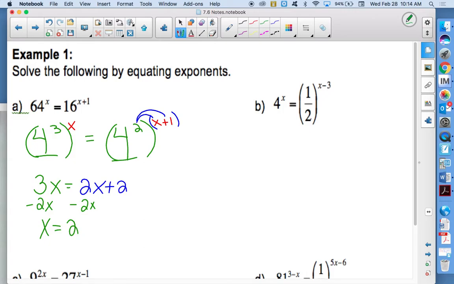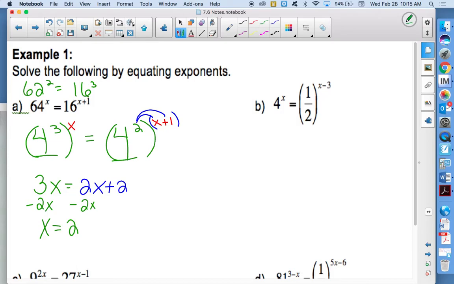So just to make sure that it works, does somebody have a calculator out? Kate does. So if we plug in a 2 here, is 64 squared equal to 16 cubed, because 2 plus 1 makes 3? If you plug it in your calculator, they are equal. So it does work by getting those bases the same and then solving for the exponents. Questions?